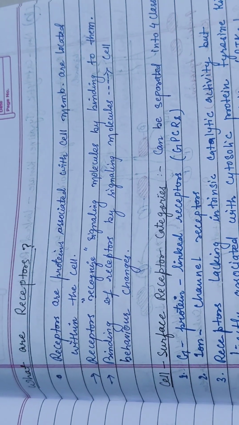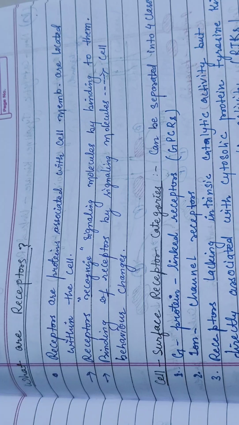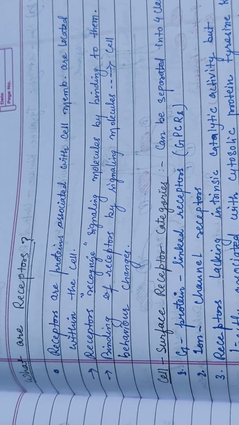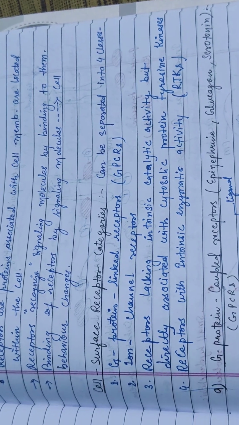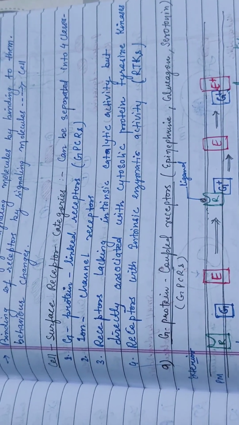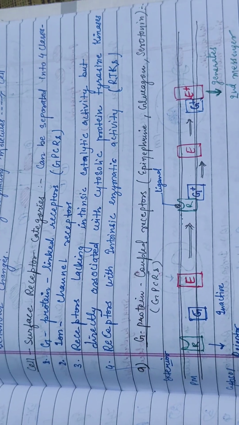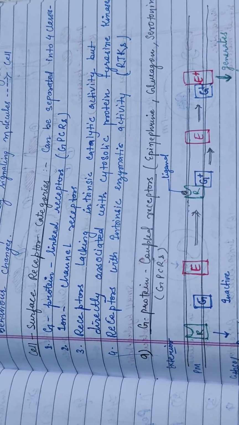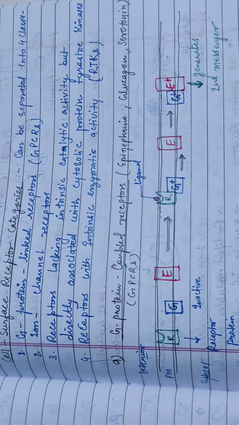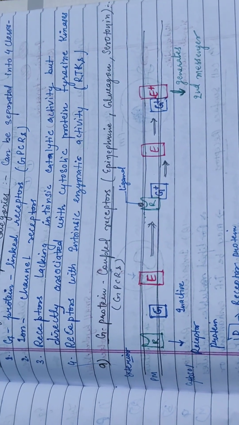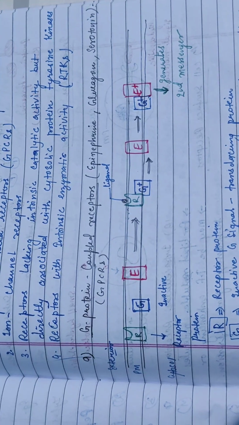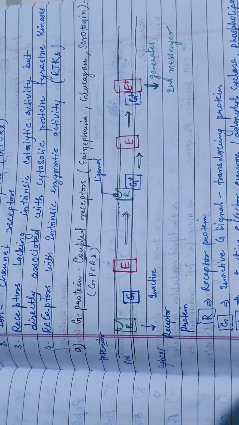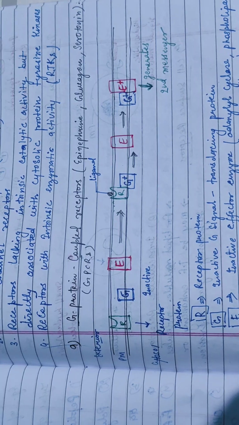This video is about the receptors and their types. Receptors are proteins associated with the cell membrane or located within the cells, and they recognize signaling molecules by binding to them. Cell surface receptor categories can be separated into four classes: G protein linked receptor, ion channel receptor, receptor lacking intrinsic catalytic activity but directly associated with the cytosolic protein tyrosine kinase, and the fourth one is the receptor with intrinsic enzymatic activities.